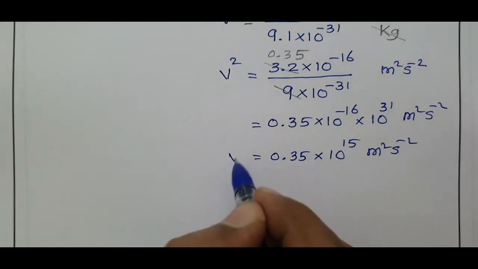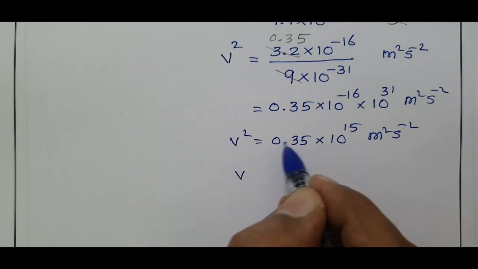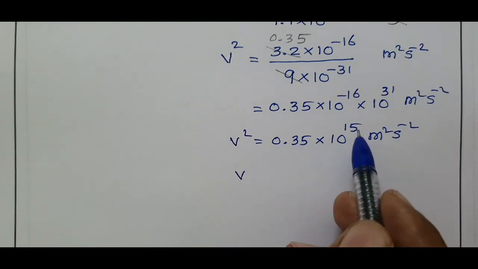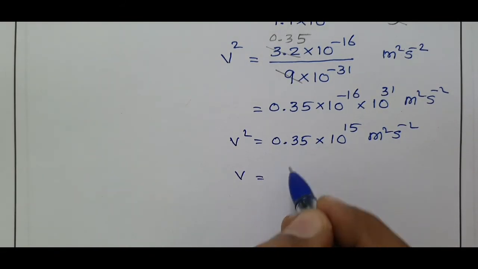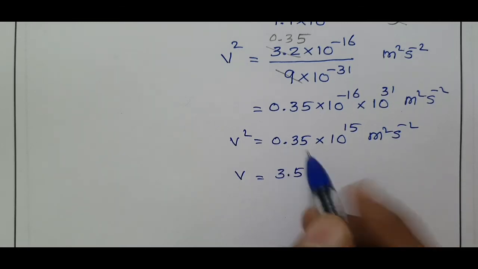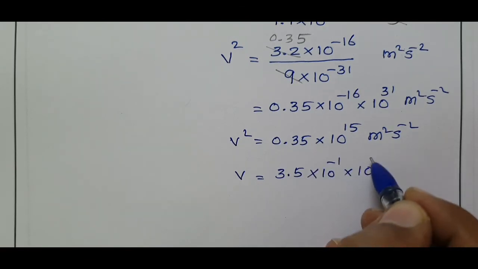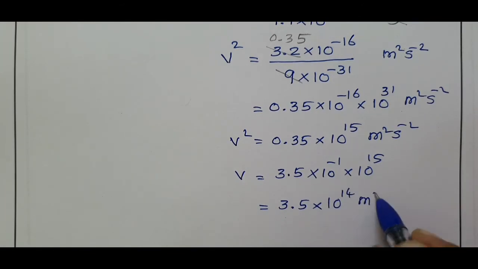So, v squared. To take v, we have to take the square root of the right hand side value. To take the square root, the power of 10 must be an even number. Therefore, I change this 0.35 into 3.5. So 0.35 equals 3.5 into 10 power minus 1 into 10 power 15. That is equal to 3.5 into 10 power 14 meter squared second power minus 2. This is v squared.